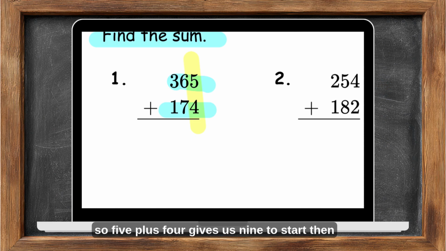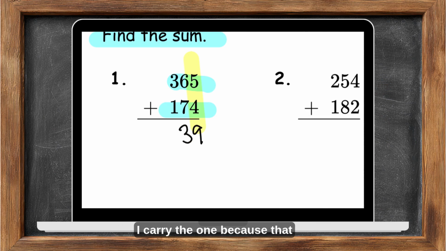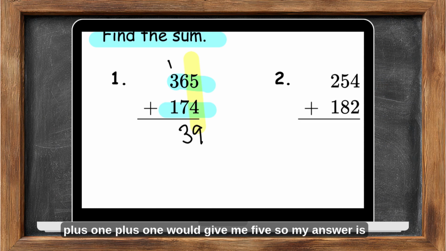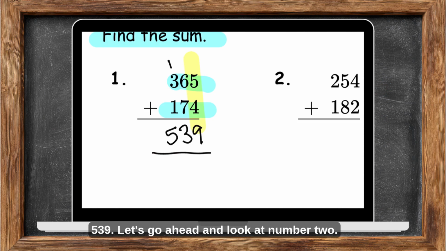And so 5 plus 4 gives us 9 to start. Then we have 6 plus 7 gives us 13. I carry the 1 because that is a group of 10 and 3. And then I have 3 plus 1 plus 1 would give me 5. So my answer is 539.